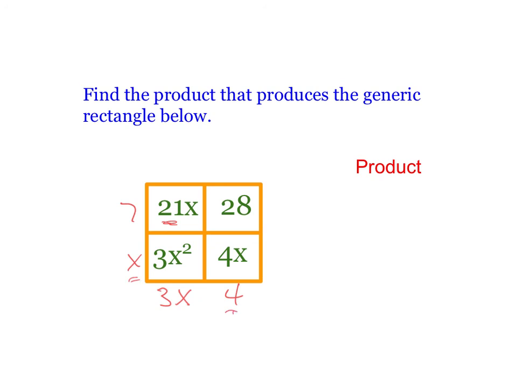And then double check the product. 7 times 4, that is 28. So I am good. So now as a product, it would be x plus 7, 3x plus 4. So good luck with finding the product for generic rectangles.